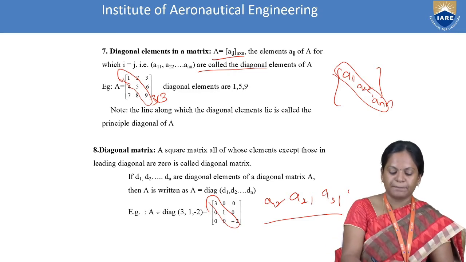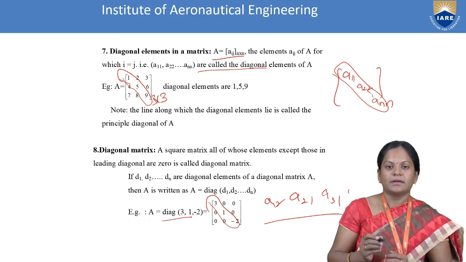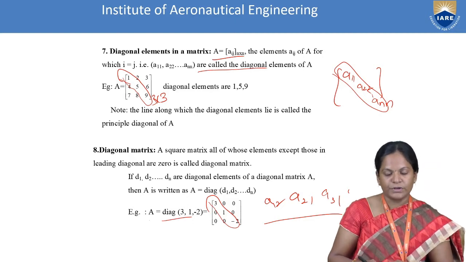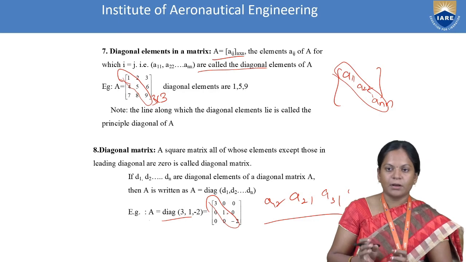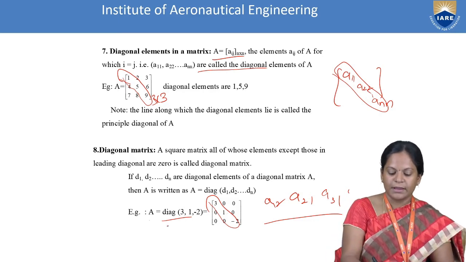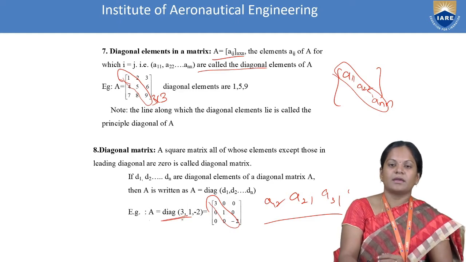We can indicate the capital A and simply write DIAG of the diagonal elements. In this matrix we have 3, 1, minus 2 as diagonal elements. So we write the diagonal matrix in simple form as DIAG of 3, 1, minus 2.